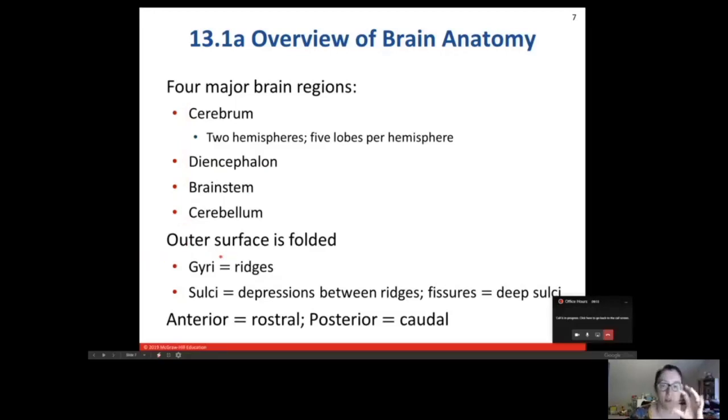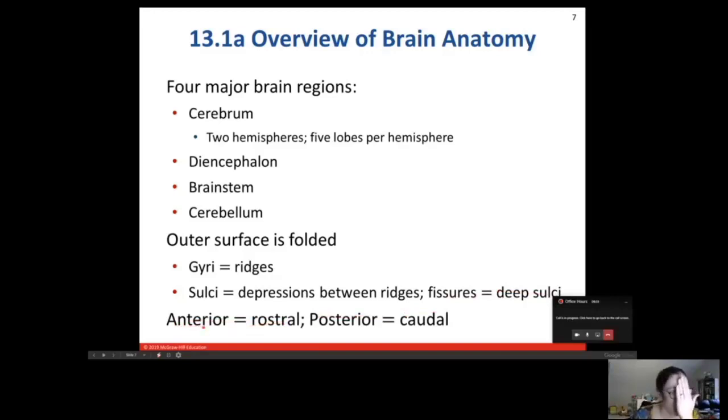On the outer surface of the cerebrum, or the outer surface of the brain, it looks a little bit wrinkled. The ridges are the gyri, and the sulci are the depressions between the ridges. If you think of hills and valleys, the ridges or the hills would be the gyri, and the sulci would be like the valleys. A fissure is like an extra deep sulcus.